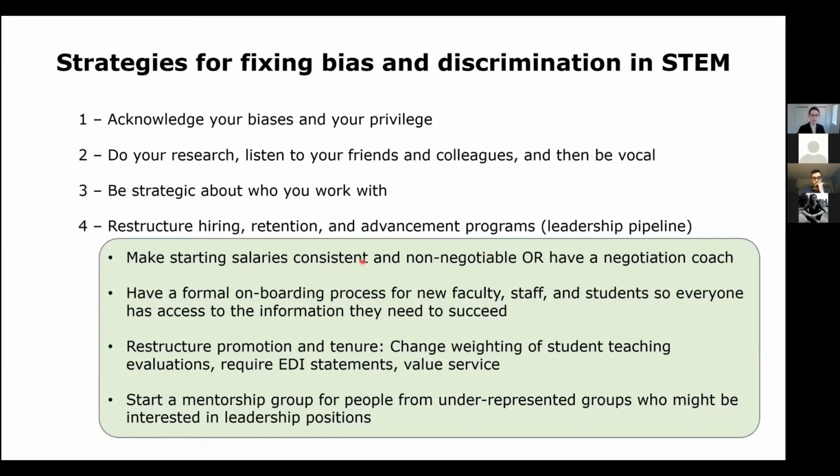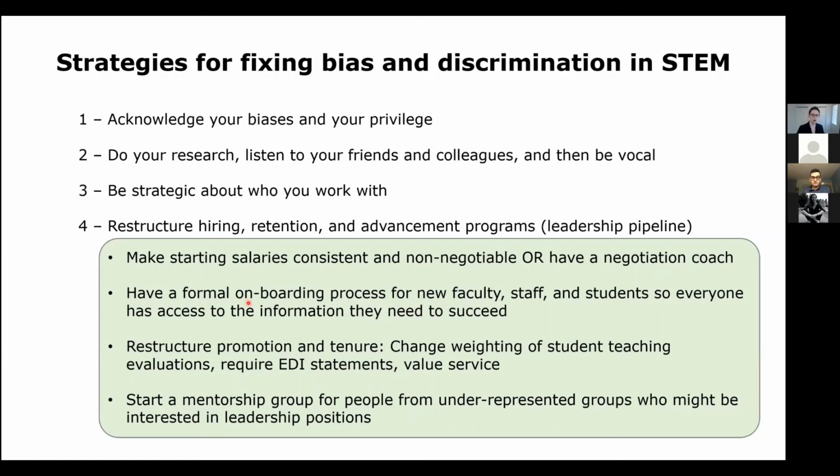So making starting salaries consistent and non-negotiable. There are some places like UBC Science that have done this, or have a negotiation coach, someone who's not part of that committee who can help the applicant through that process and make sure that people are not being penalized, not just for their inability to negotiate. We know that women negotiate less than men, but we also know that women who do negotiate just as well as men are also penalized because that's outside of an expectation of behavior. So for some, it's a no-win situation, and having that leadership negotiation coach can help.